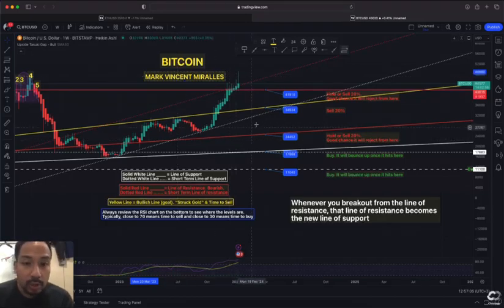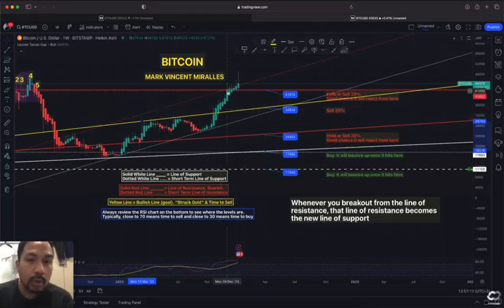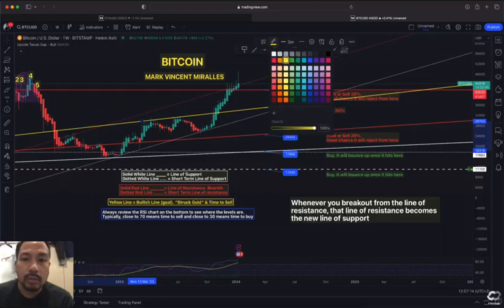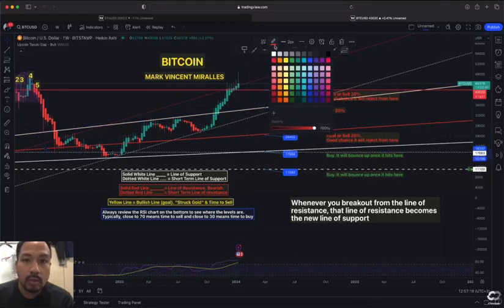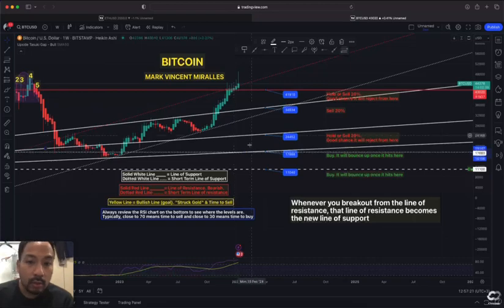So let's change some of these colors. Like I said, whenever you break out, it becomes your line of support now, right? So we're going to change this to white. We're going to change this to white as well. All of these are white now. So these are your previous lines of resistance that we've broken out of. So now we've got this main line of resistance right here.